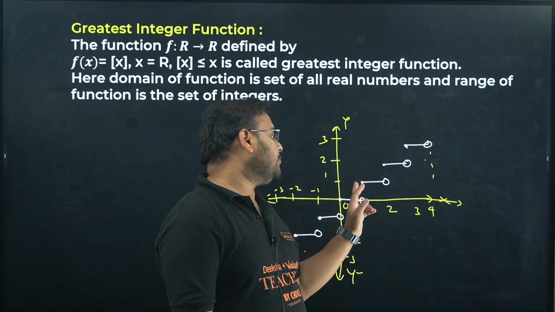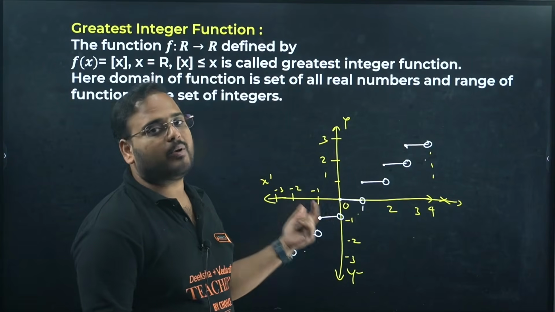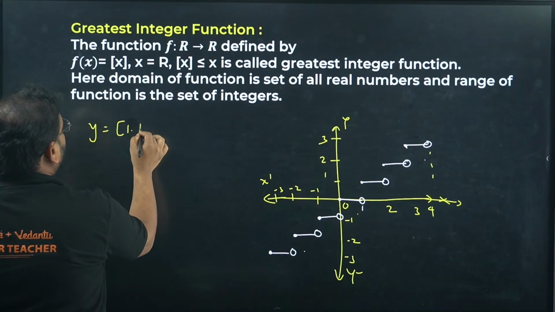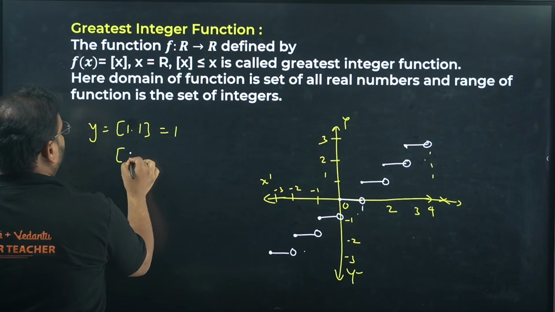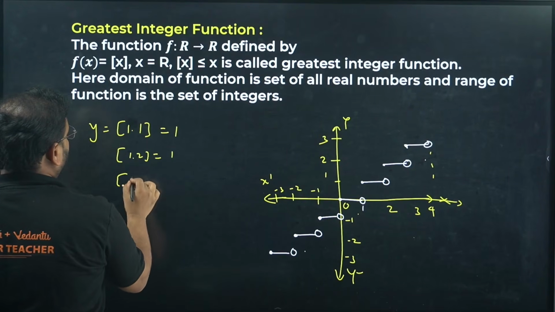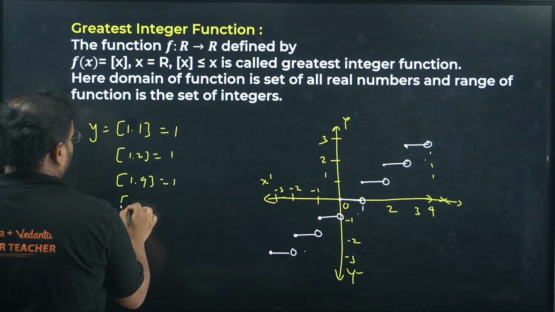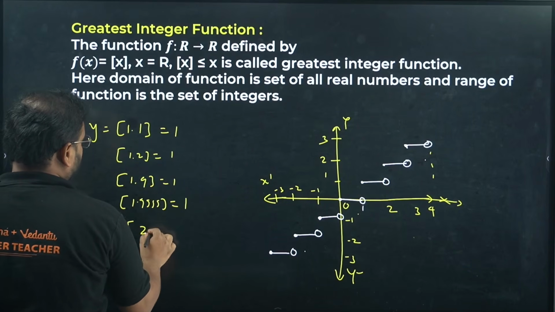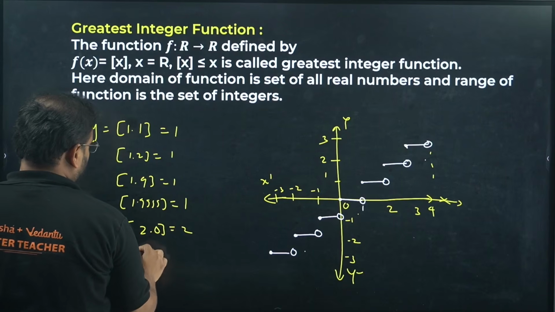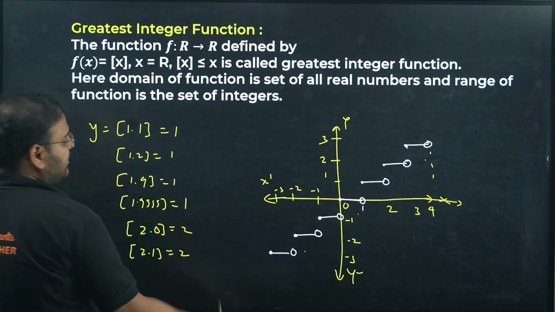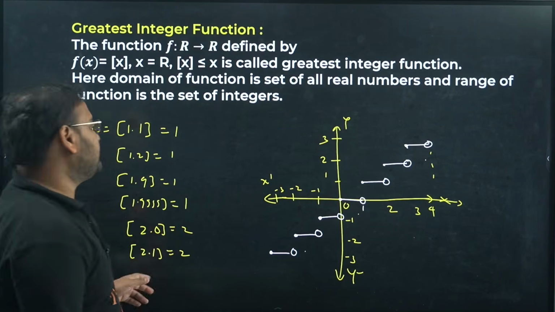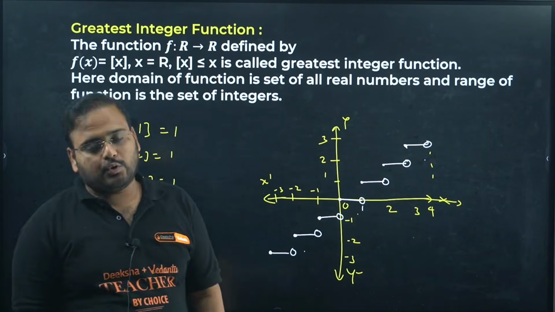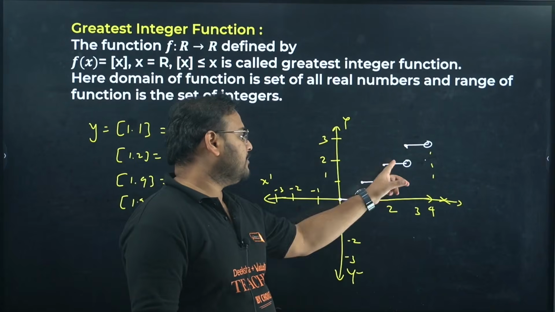After 1, it goes to 1, meaning whether you put 1.1, 1.2, 1.3 in the function, what is the answer? 1.1, answer is 1. 1.2, answer is 1. 1.9, answer is 1. 1.999, what is the answer? 1 only. For 2.0, answer is 2. 2.1, answer is 2, and so on. Okay, I hope this makes sense. So everything before 2 the answer will be 1, after 2 the answer will be 2. Okay, got it?